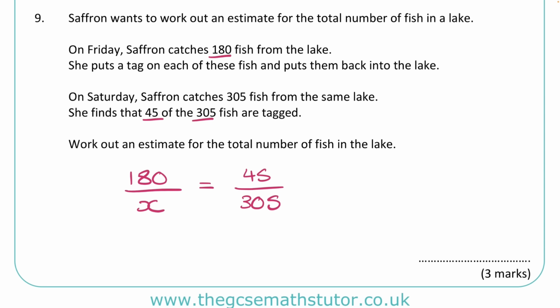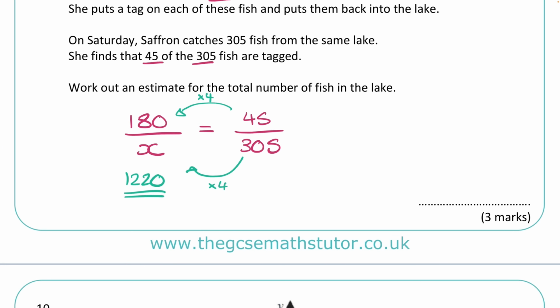Now there are two different ways of looking at this. I like to just think, how do I get from 45 to 180? So that's 180 divided by 45, which is multiplying by 4. I can now do the same to the denominator, times by 4, and that's 305 times 4, which gives you 1,220, and that is our final answer. Again, that's not the only way of doing it, so 1,220 is my final answer there.